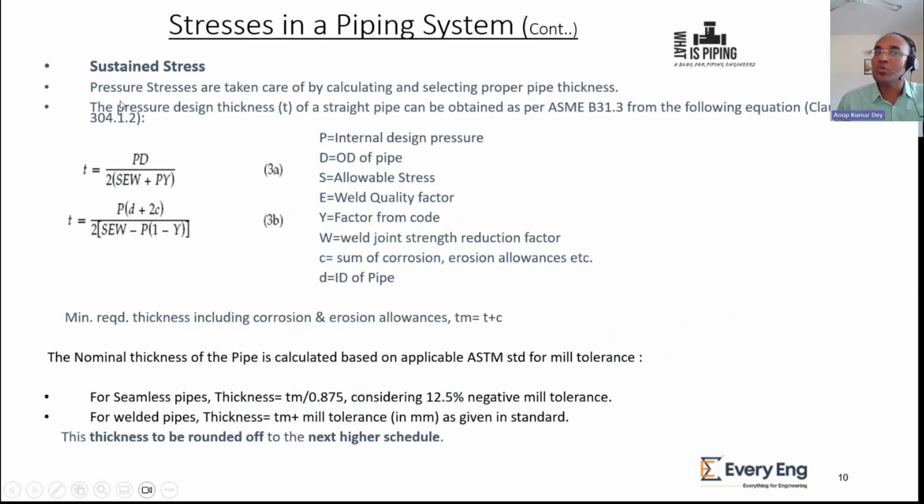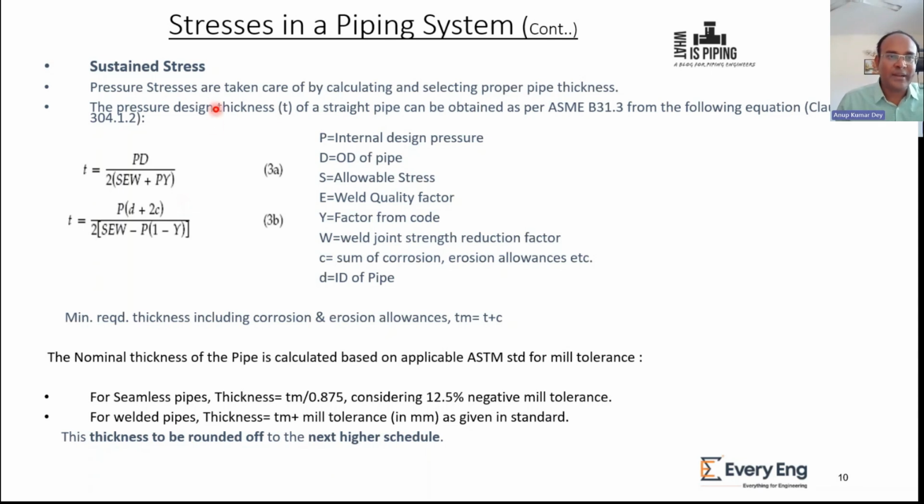Now, there are two sustained stresses, as I told. One is pressure stress and the other is weight stress. Pressure stresses are taken care of by calculating and selecting proper pipe thickness. We have to ensure that the piping system does not fail because of the design pressure. And for that, what do we do? We calculate proper pipe thickness so that it does not fail because of that pressure. And the code provides us the equation for calculating the pipe thickness.